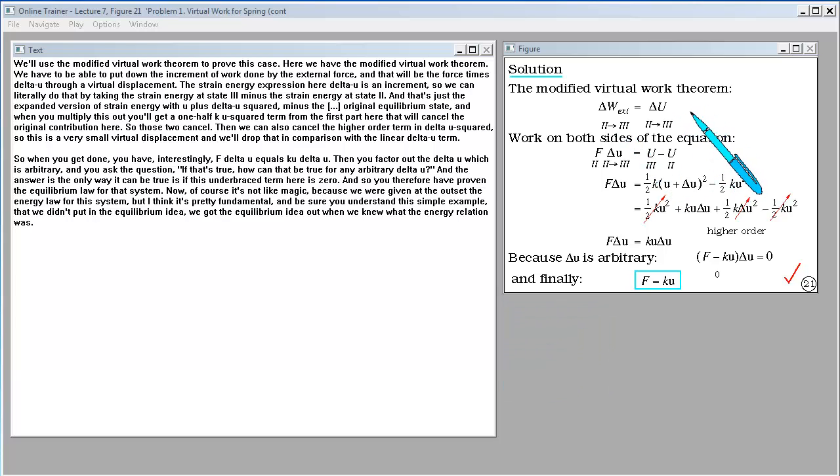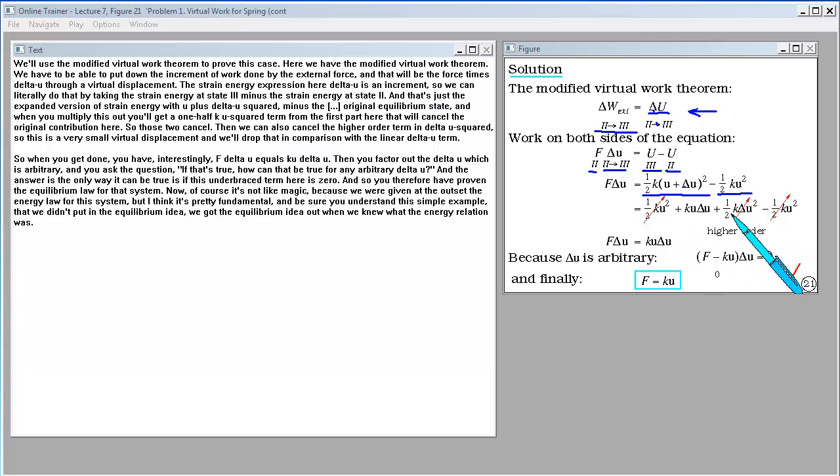Here we have the modified virtual work theorem. We have to be able to put down the increment of work done by the external force, and that will be the force times delta U through a virtual displacement. The strain energy expression here, delta U, is an increment, so we can literally do that by taking the strain energy at state 3 minus the strain energy at state 2. And that's just the expanded version of strain energy with (u plus delta U) squared minus the original, this would be an original equilibrium state.